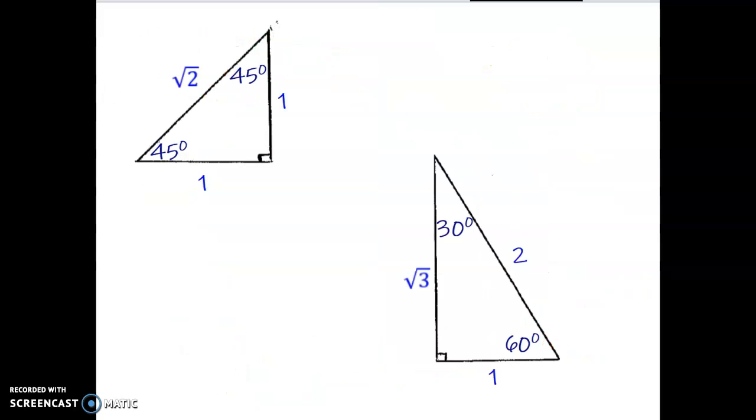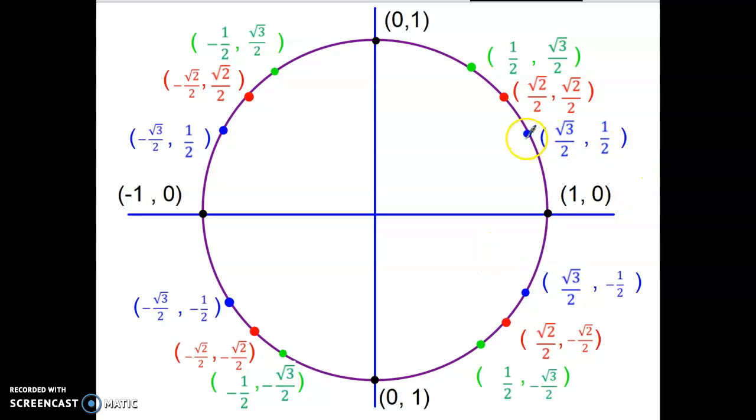So for example, what if I asked you for the sine of 45? Well, 45, sine is opposite over hypotenuse, 1 over the square root of 2, which we just rationalized a second ago to be square root of 2 over 2. And I know that 45 is in the first quadrant. Here's 45. So my sine is going to be positive.